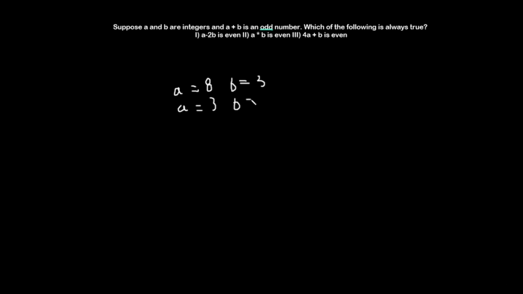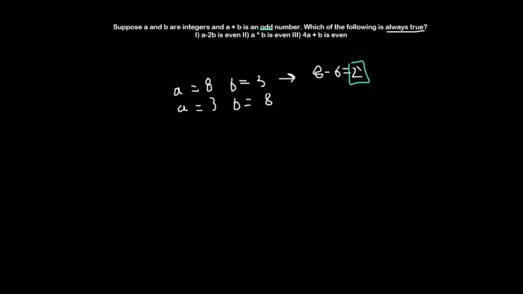Now, if the statement is always true, that means it should work for both of these scenarios, because it says that it has to be always true. So let's see if equation 1 is always true. A minus 2b is even. So scenario 1 would be 8 minus 6, which is 2. So we know that is even. So far 1 is correct.